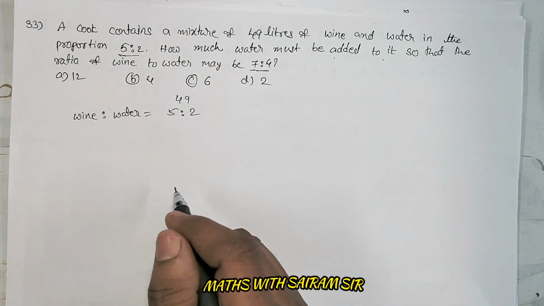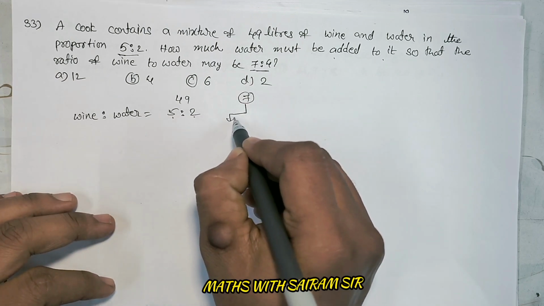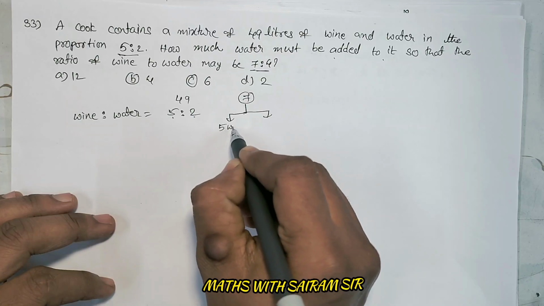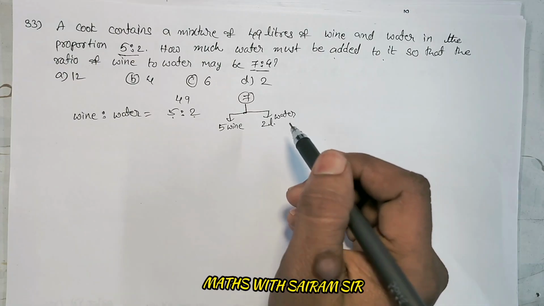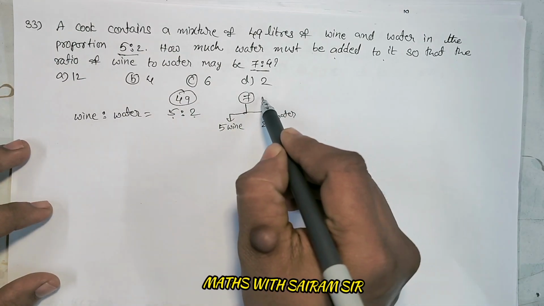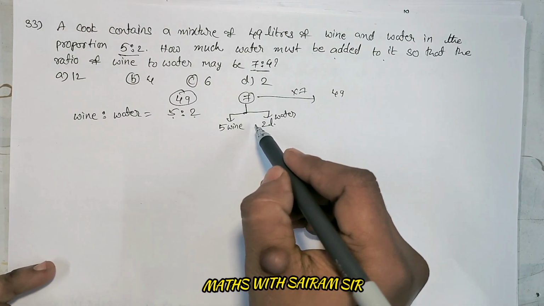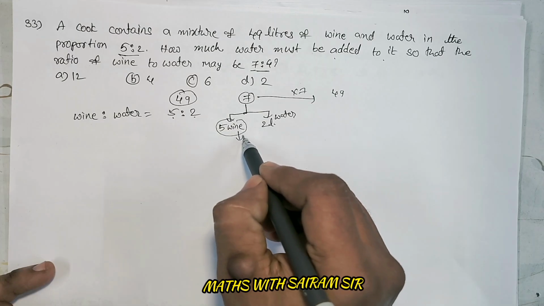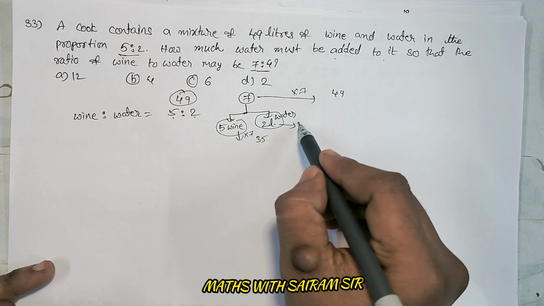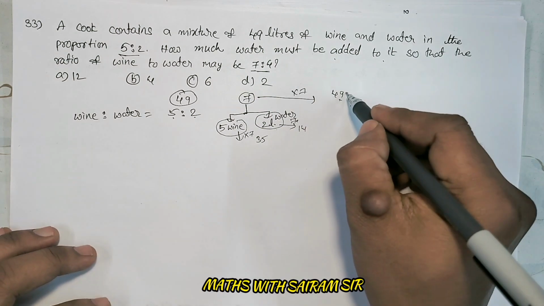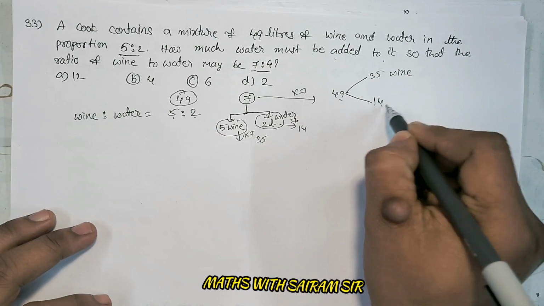What does it mean? It means that if we have 5 plus 2, that means 7 liters of a mixture, then in that, 5 liters is wine and 2 liters is water. And how many liters of mixture do we have? 49. This 7 has to become 49, which means it should be multiplied by 7. So out of this 49 liters of mixture, the quantity of wine will be obtained by multiplying by 7. So 5 7s are 35, and how much quantity of water will it be? That is 7 2s, that is 14. That means out of 49 liters of mixture, 35 liters is wine and 14 liters is water.